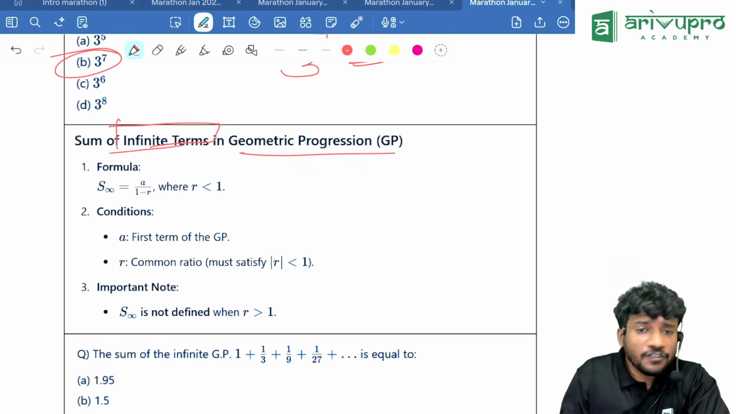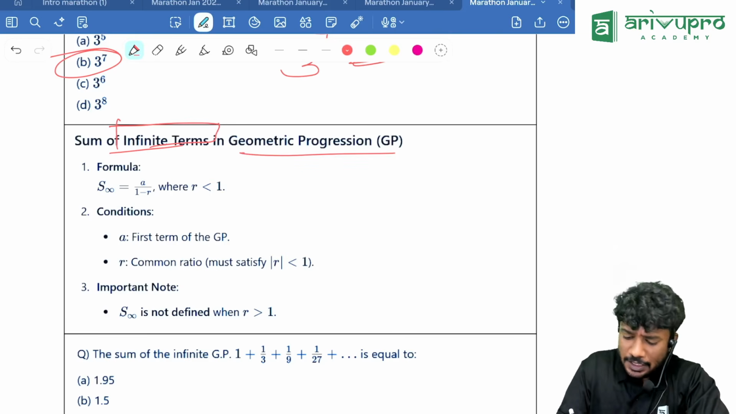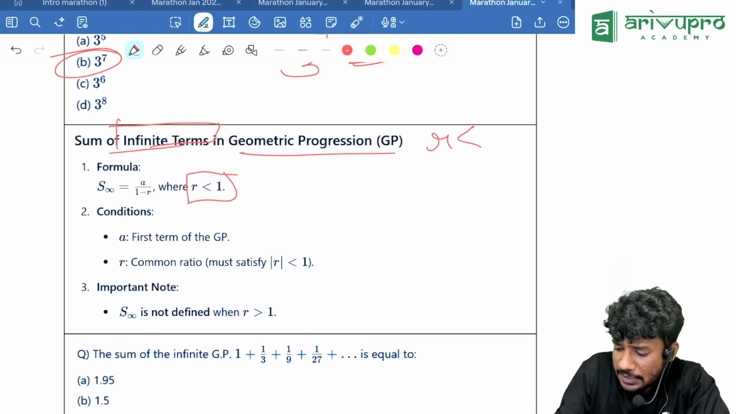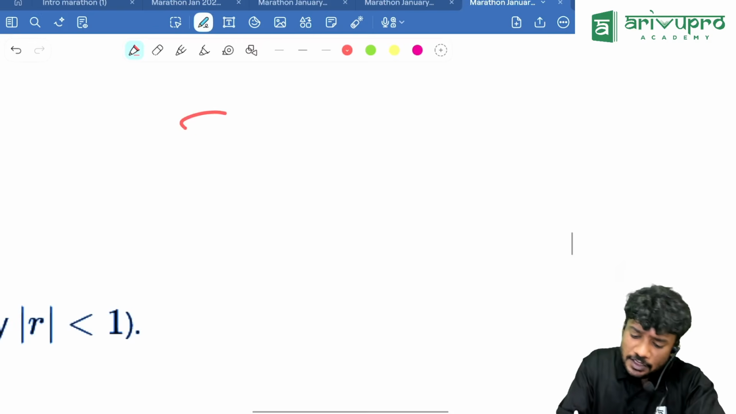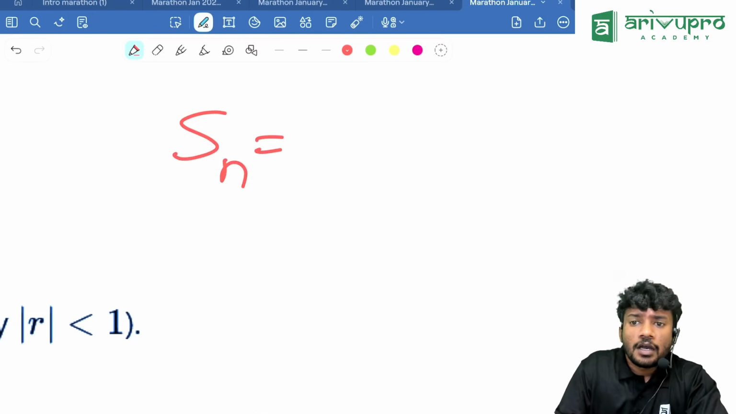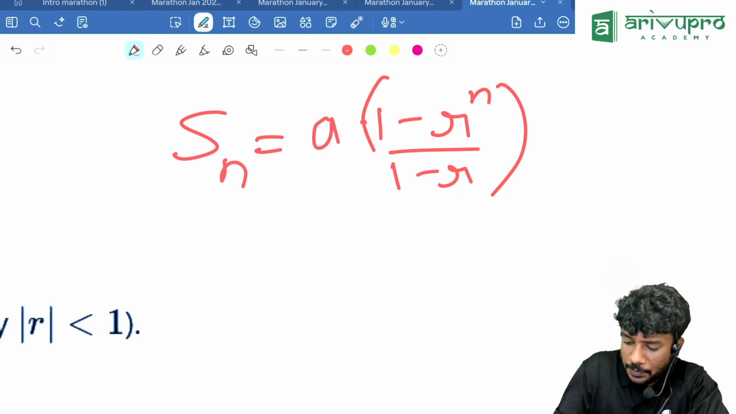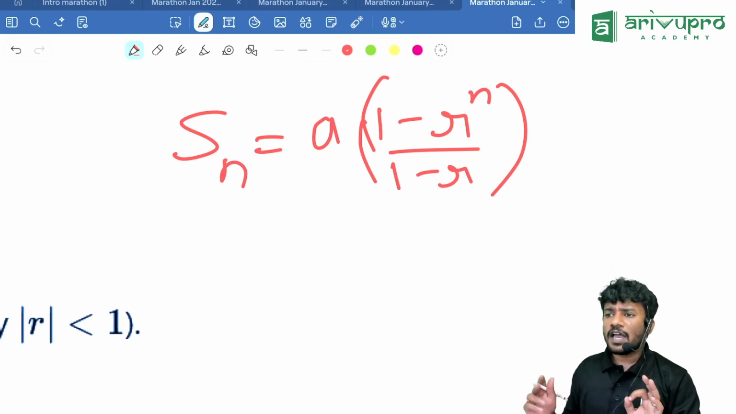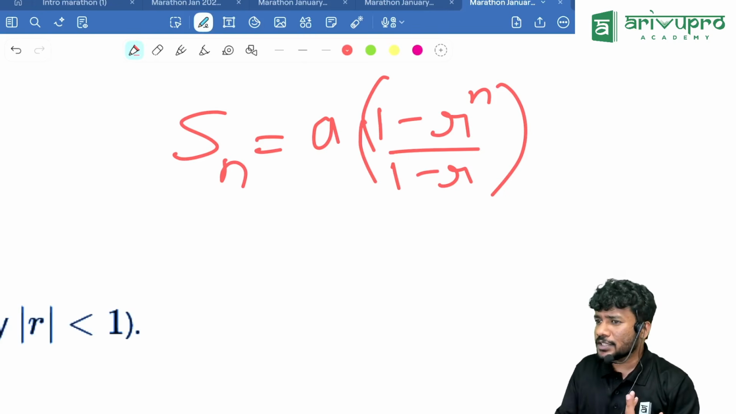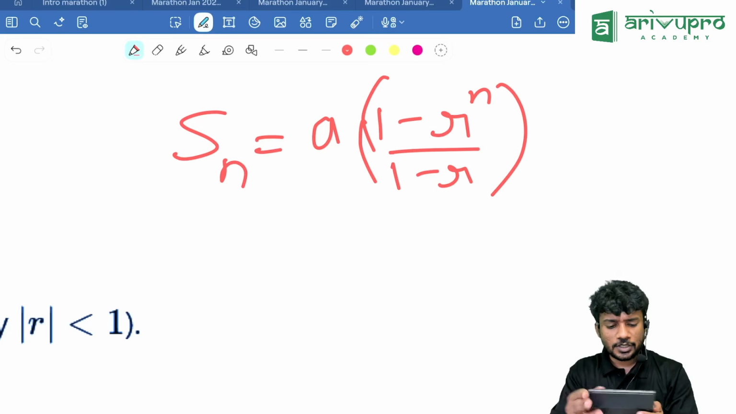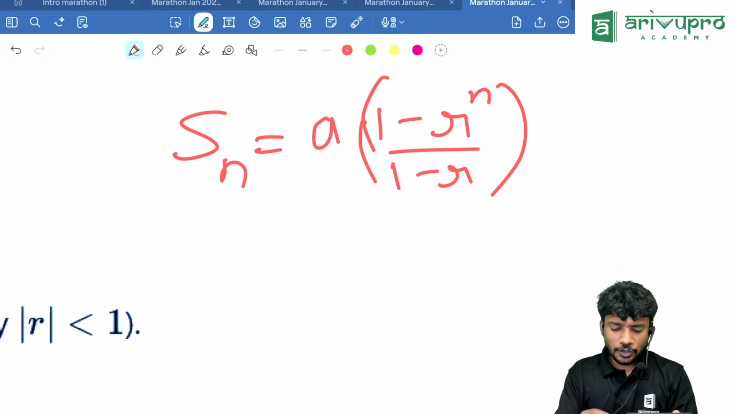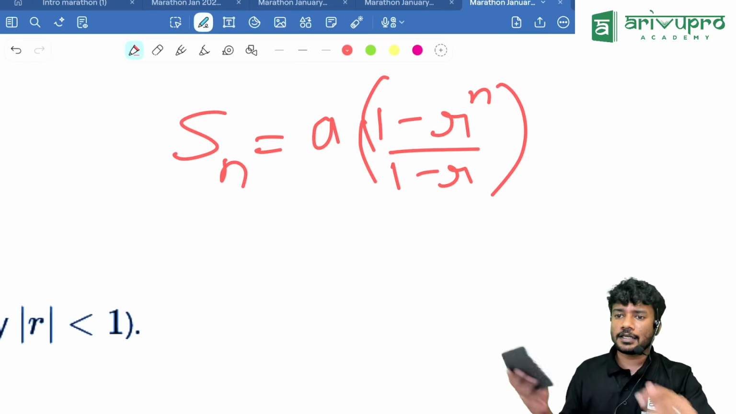When we have infinite terms, the formula is only applicable when R is less than 1. What was the sum of n terms of a GP? A into 1 minus R raised to n, the entire thing divided by 1 minus R. If the R value is less than 1, it will be a decimal value, 0 point something. Take your calculator and type 0.3, then click into, click equal to.